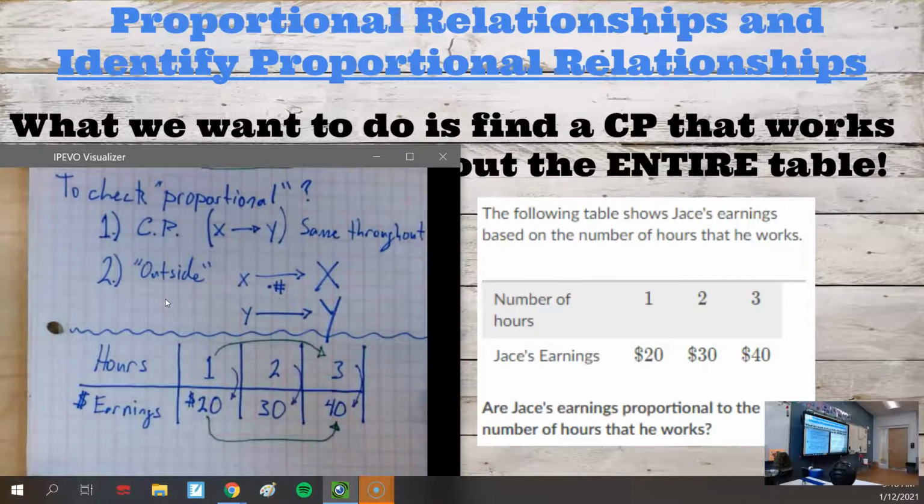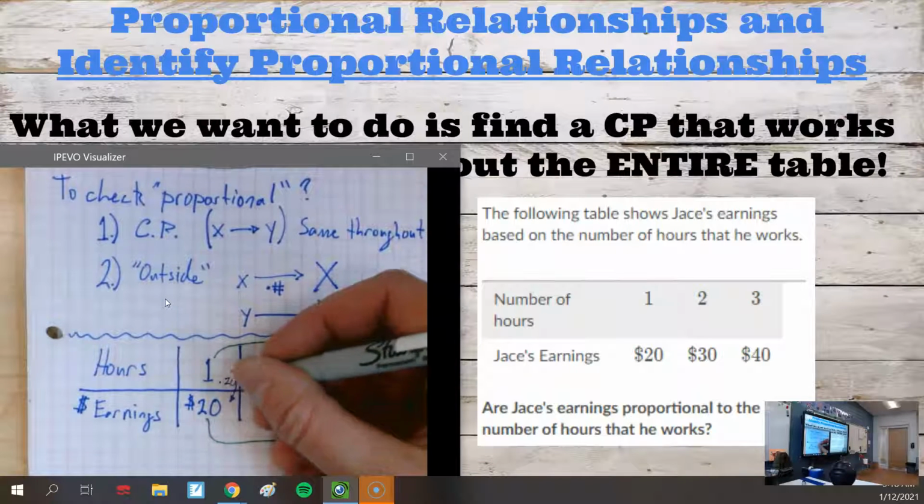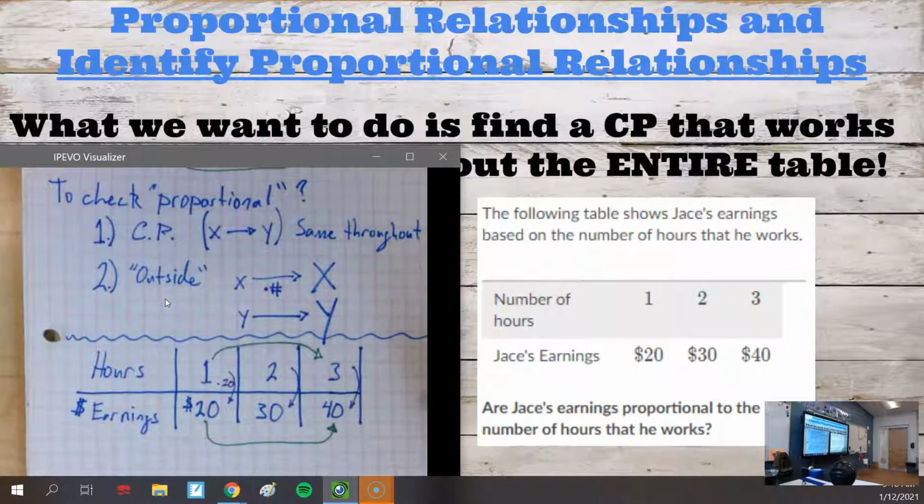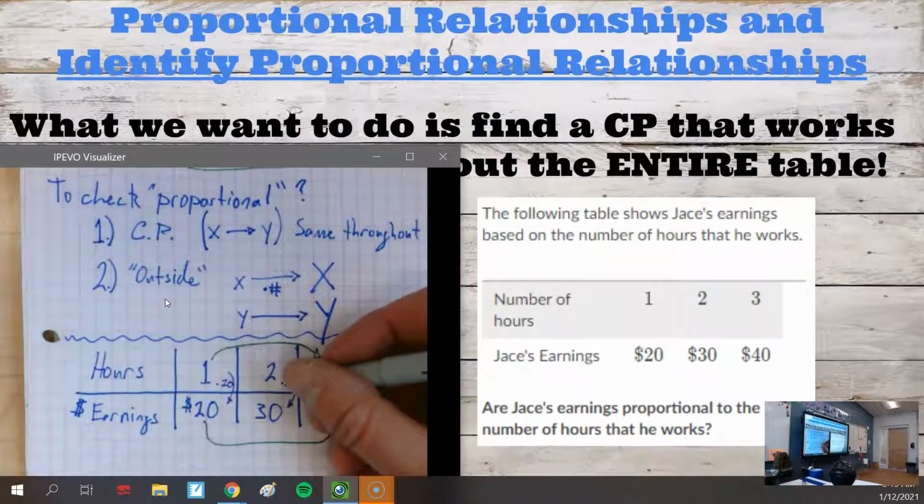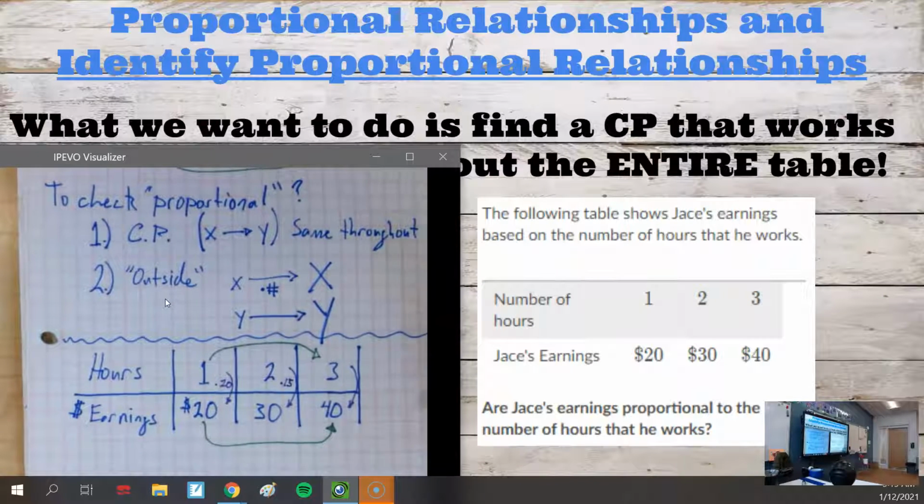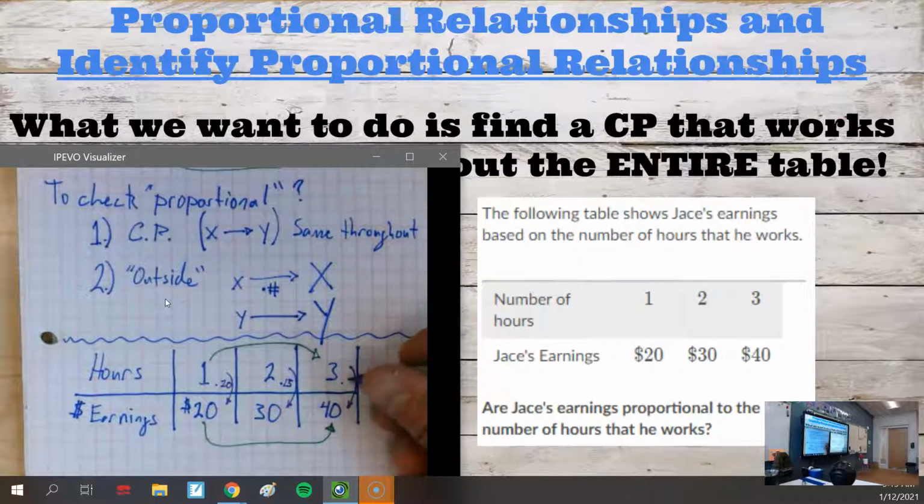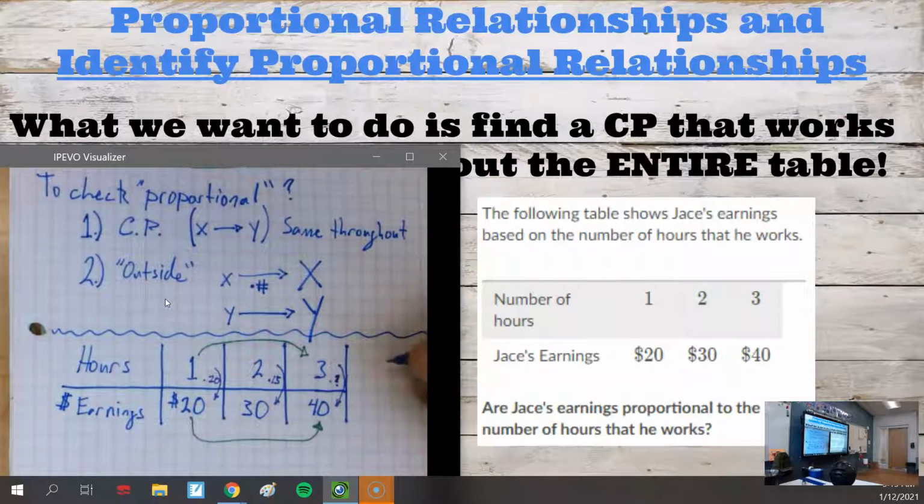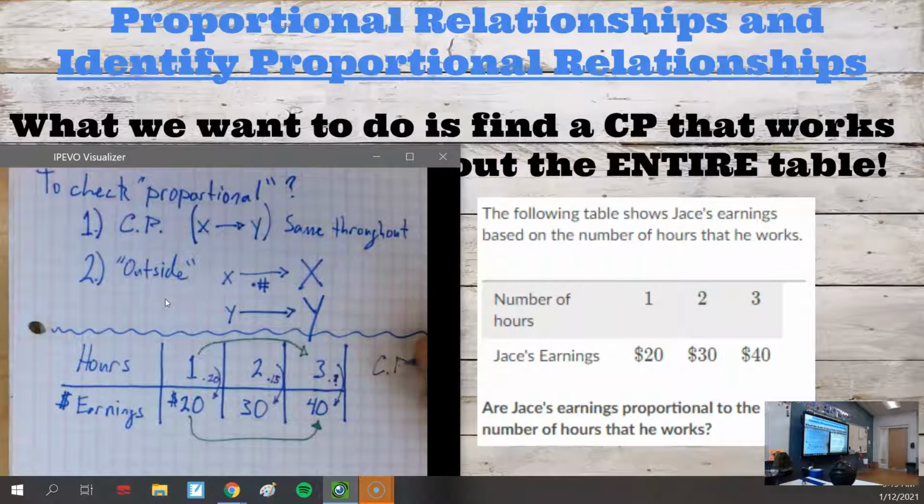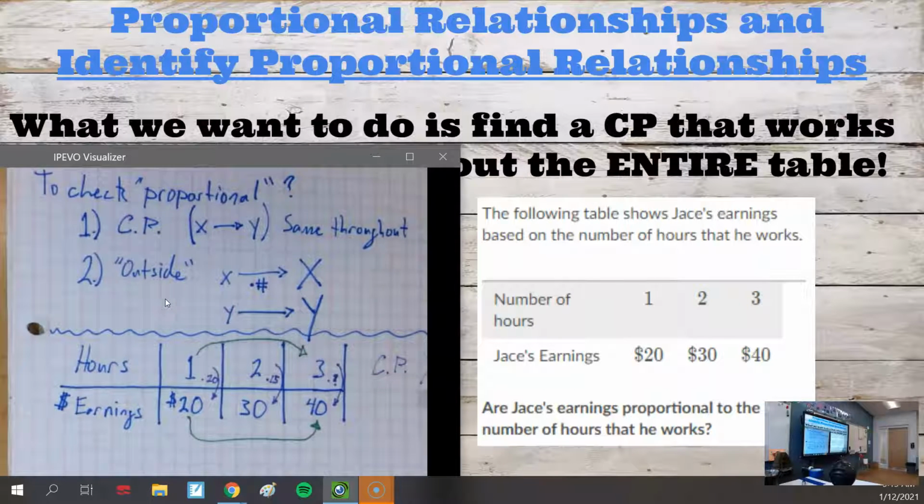So you guys, check this out. If we look at the multiplication, this is times 20 because I paid $20 an hour. But this would only be times 15, and this would be times something else. It's like 12 point something. I'm just going to put a question mark. So our constant of proportionality here fails because it changes.